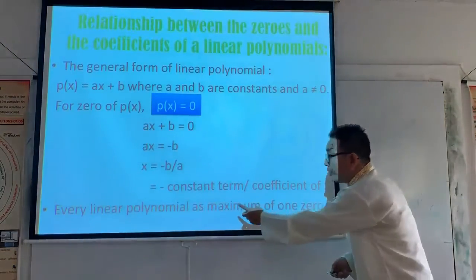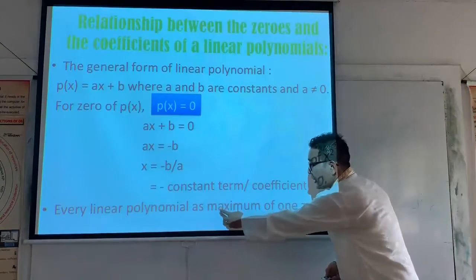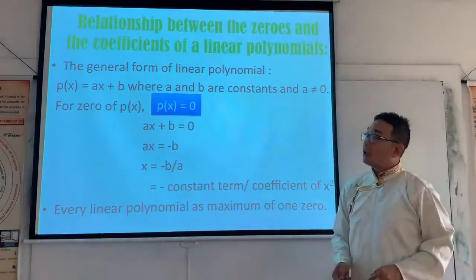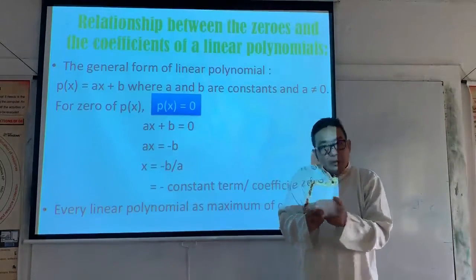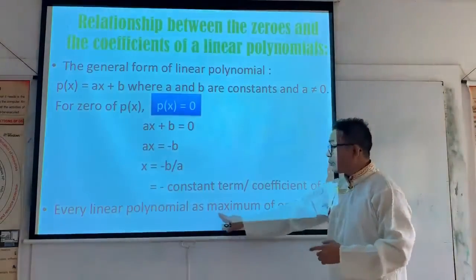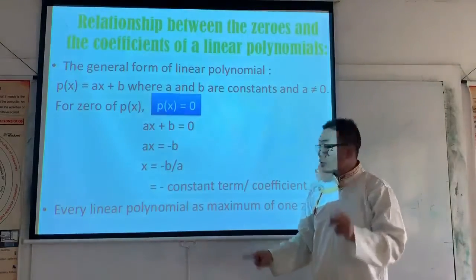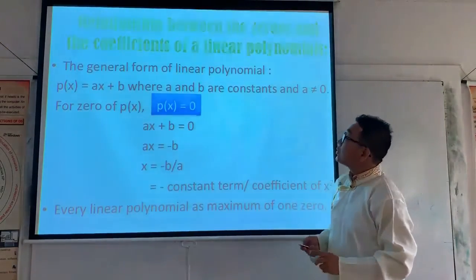So every linear polynomial has a maximum of one zero. So in this, let us check whether 1 and -1 are zeros of this polynomial.